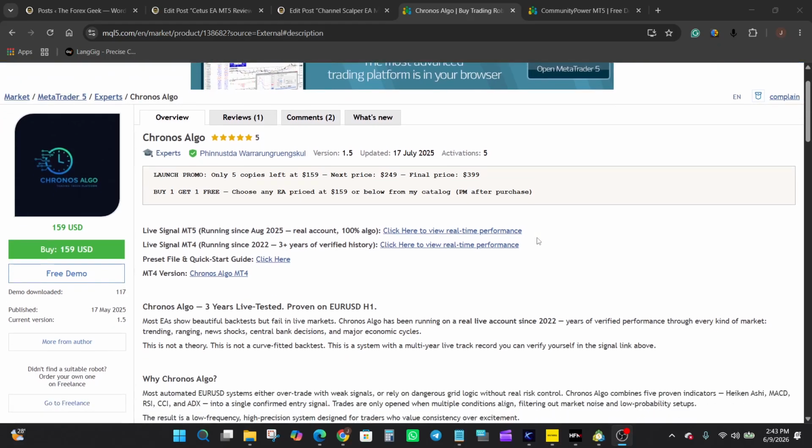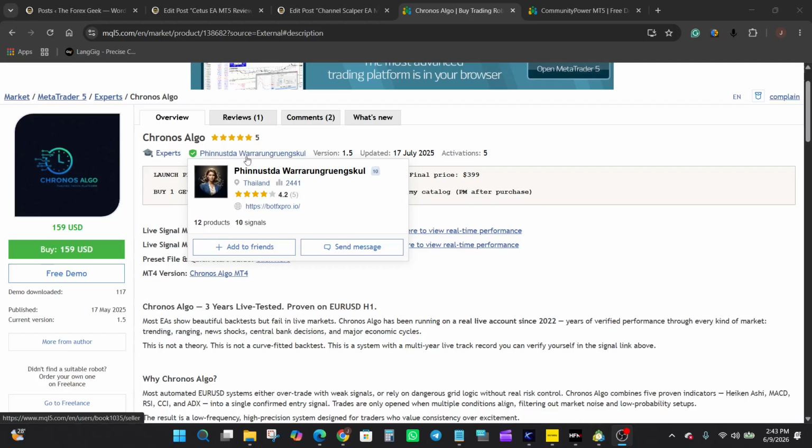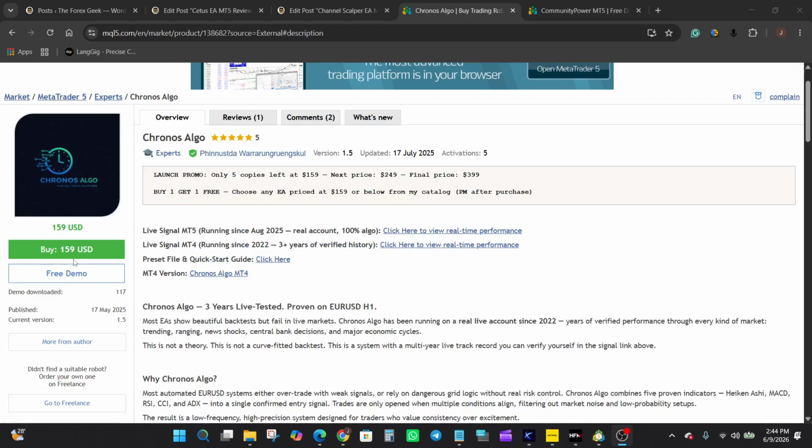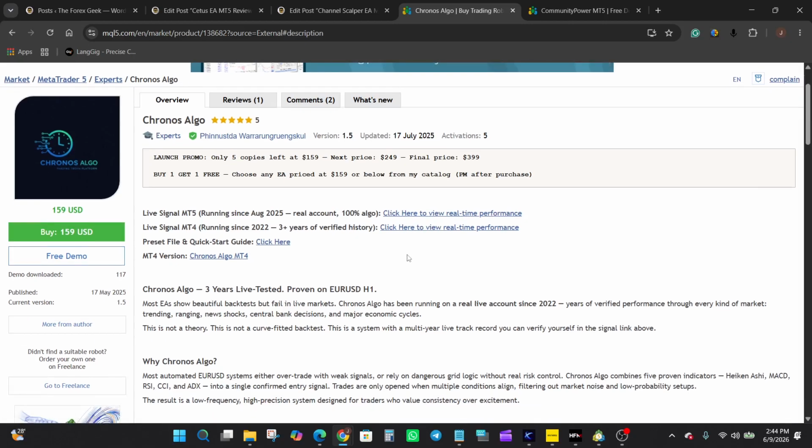Alright, so on my screen right now, I am looking at the MQL5 Marketplace page for Chronos Algo EA by Finostar, priced at 159 US dollars, and I can also see there is a launch promotion running that mentions limited copies left before the price increases. Now the version shown here is 1.5, last updated on 17th July 2025, and I can also see it has 5 activations. Now, one of the first things that stands out is that this EA is presented with both MT4 and MT5 versions available. So it is clearly designed to support both platforms, and I would like to keep that constant as I go through the review.